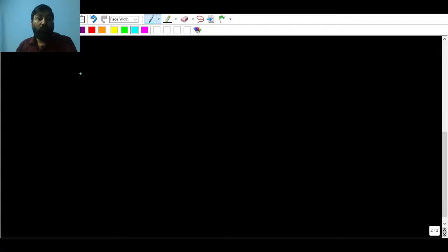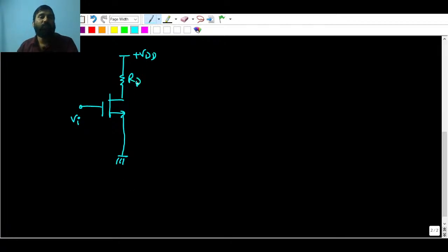Let's take an N-channel MOSFET circuit. This is going to be the common source amplifier. Just consider the AC small signal Vi given here, this is VDD, and this is RD. This is a common source amplifier because we are taking the output at the drain and applying the input at the gate. So this is known as a common source amplifier.